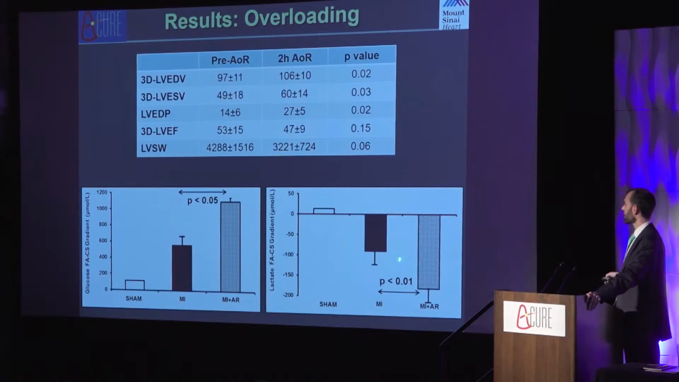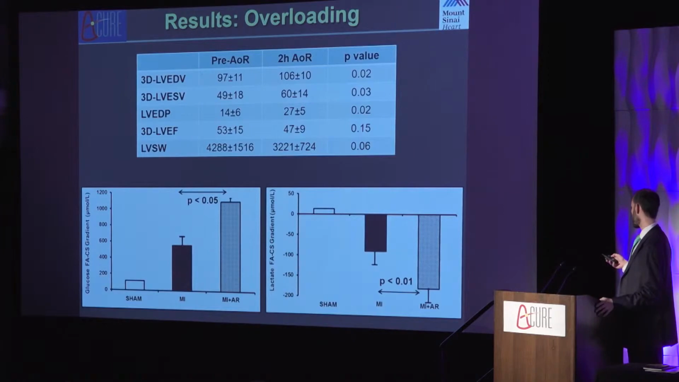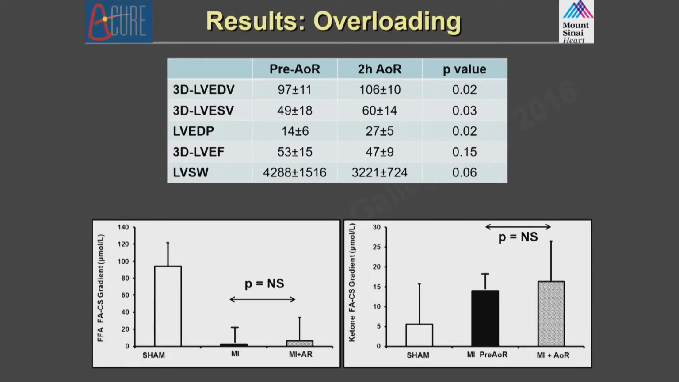The net lactate production by the myocardium is more than double with just 2 hours of acute overloading. Regarding free fatty acid consumption and ketone bodies consumption, we did not really see a change with overloading. There was a reduction in free fatty acid in the failing myocardium, but this was not really altered with overloading. With ketone bodies, there was an increase in consumption by the myocardium with the failing heart, but this was also not really changed with 2 hours of overloading. We don't know with larger periods of overloading.